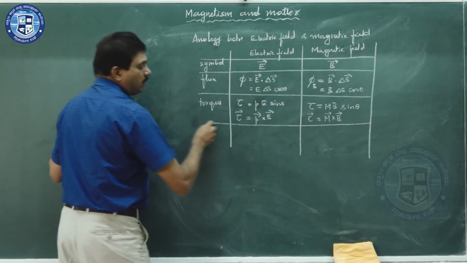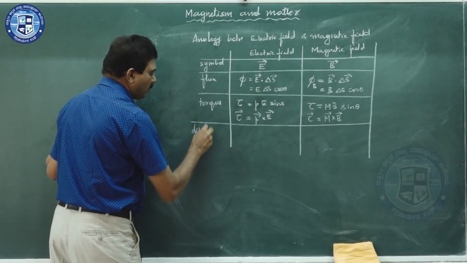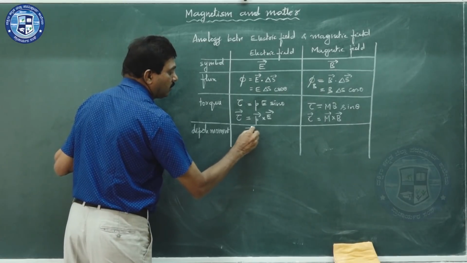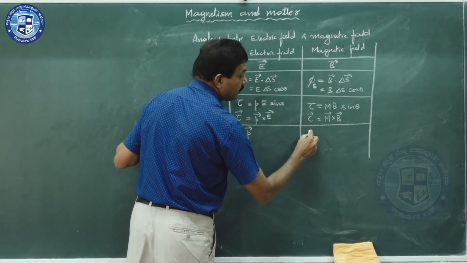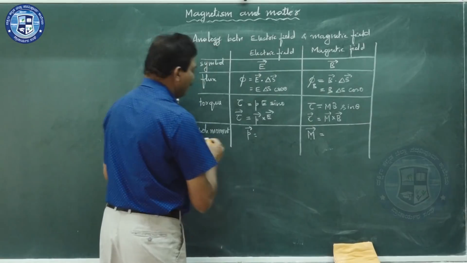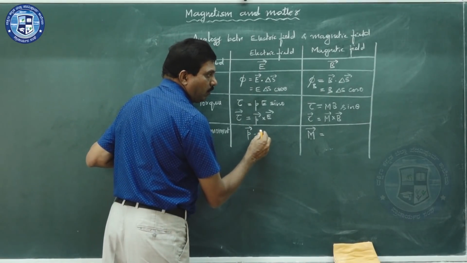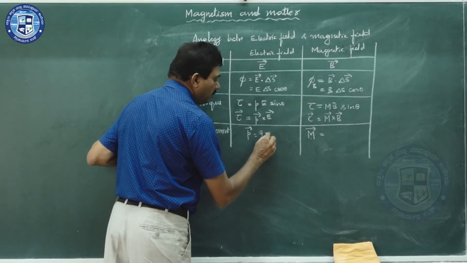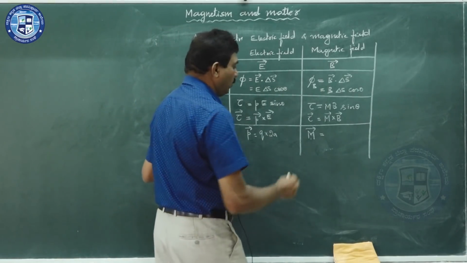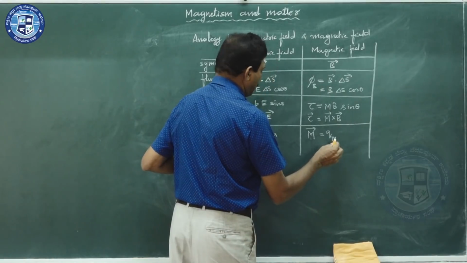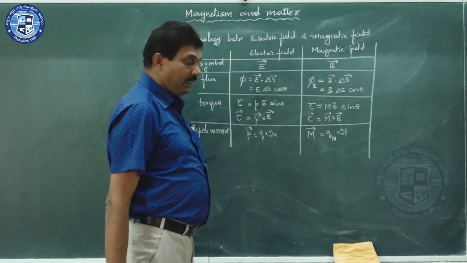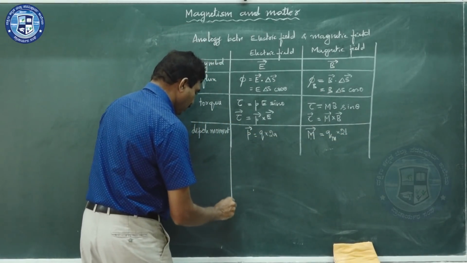So, what is the symbol for dipole moment? Dipole moment here, what is the symbol? P. What is the symbol here? Magnetic moment, M. Magnetic dipole moment it is. This is electric dipole moment. What is the formula for electric dipole moment? It will be equal to Q into 2A. What is 2A? Electric dipole length. So, here it is magnetic pole strength, into 2L. What is 2L? It is the magnetic length. Okay. We will continue this.